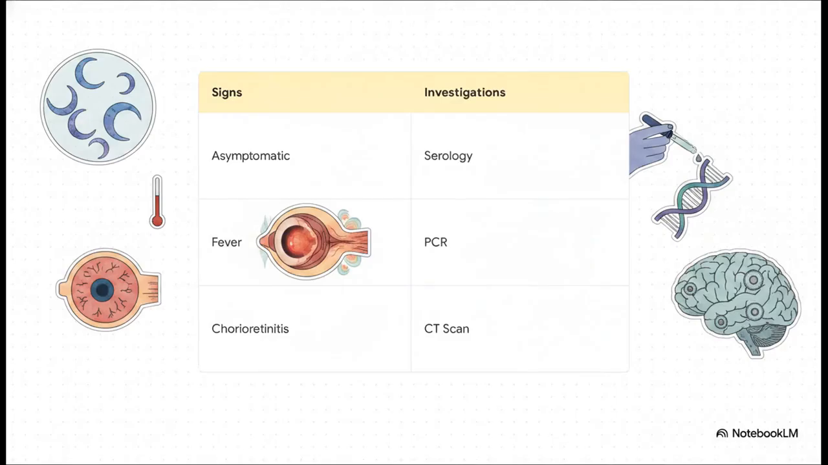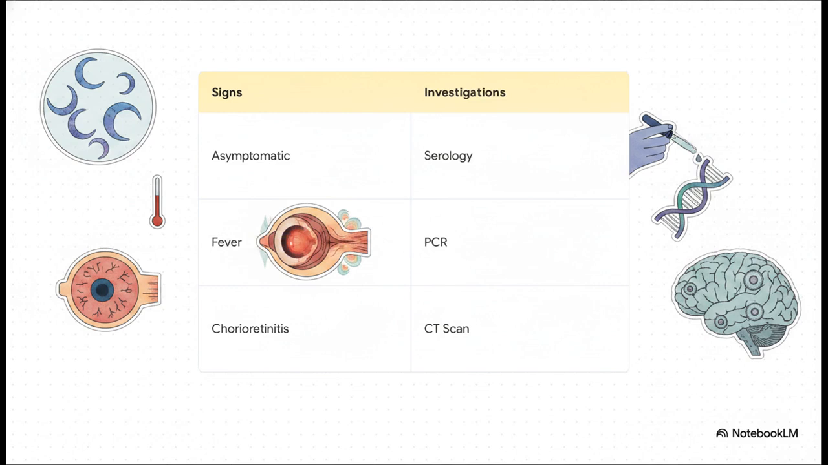Moving to signs and symptoms. Asymptomatic presentation is common for healthy patients, but in severe or reactivated cases, you'll see fever, myalgia, severe eye issues like chorioretinitis, and focal neurologic deficits from toxoplasmic encephalitis.